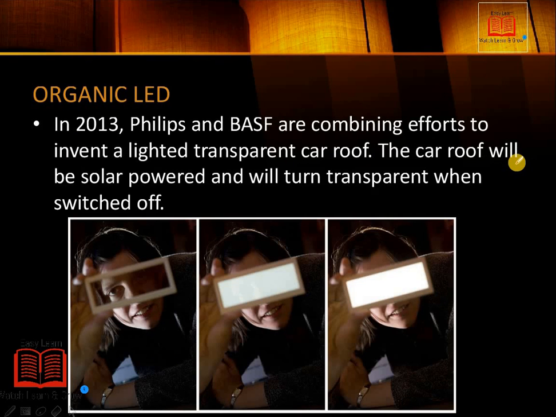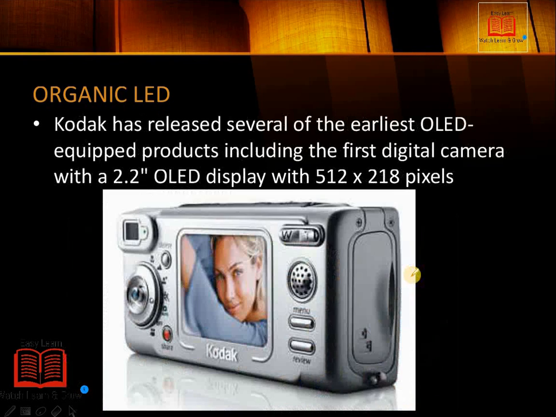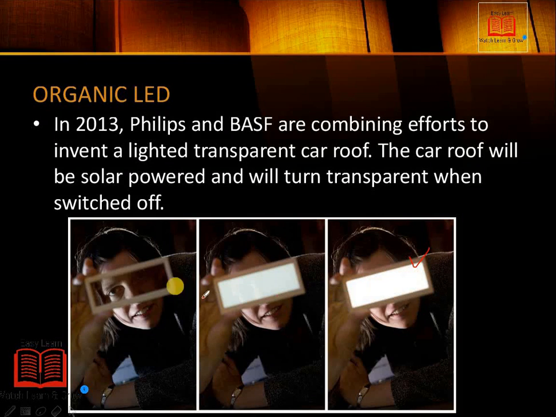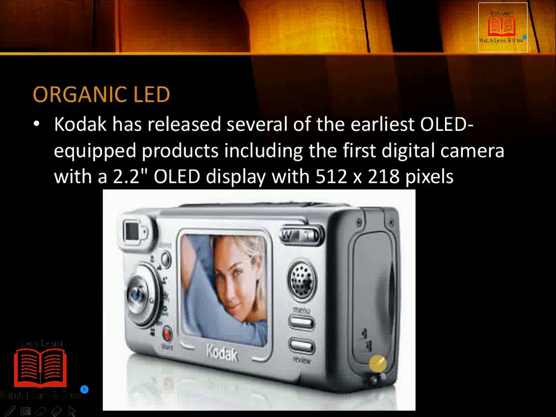And in 2013, Philips and BASF combined efforts to invent a lighted transparent car roof. The car roof will be solar powered and will turn transparent when switched off. This is the switched off state and it's transparent. We can see the face, and this is the intermediate state, where some blurry image can be seen, but this is when it's 100% on. In this state it is not transparent, it provides us light, and the light is emitted in both directions, towards the other side, the back side, and towards us as well. So both sides, and it's transparent as well.